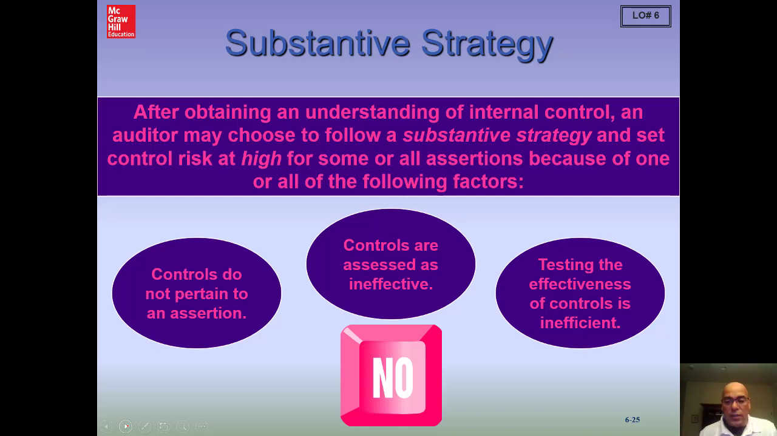Okay, but what we didn't talk about over there, when we were deciding that we were going to not test the operating effectiveness of controls, is if the auditor has determined that it is more efficient to go directly to substantive testing. This is something that the standards allow for us, and the reason they do this is they're saying, well, we're not going to force an auditor to test the operating effectiveness of controls if it's more efficient for them to go directly to substantive testing.